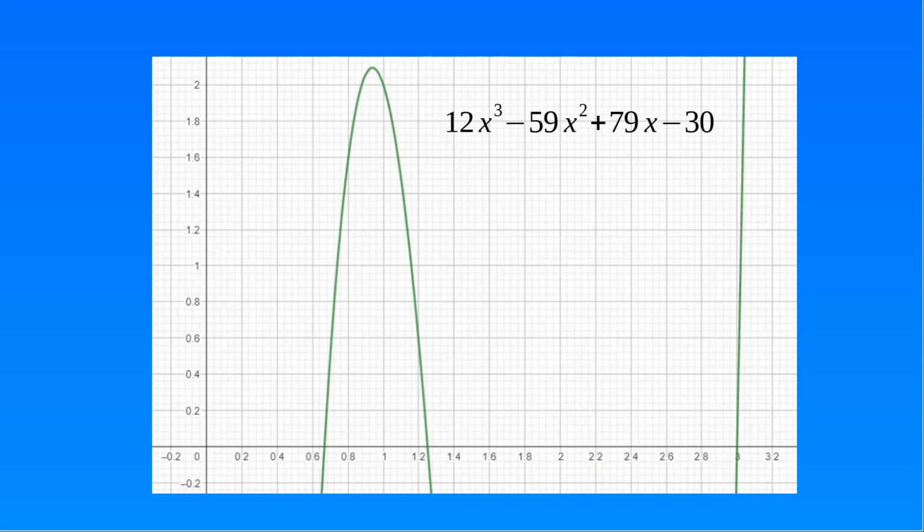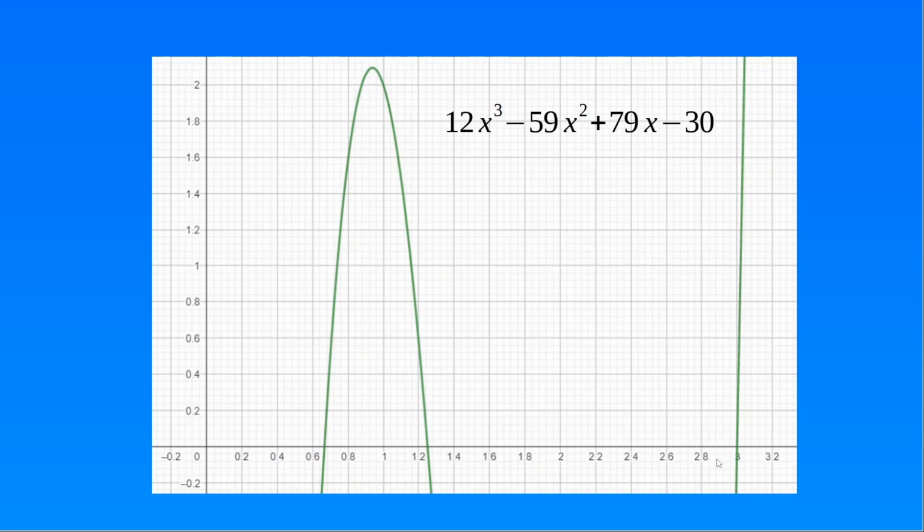The equation that we have is 12x cubed minus 59x squared plus 79x minus 30. If you plot the equation, the green line, which I have just taken as a small screenshot, represents the trajectory of the equation. The curve of this particular equation meets the x-axis at 3 points. So these 3 points are nothing but the roots. You have the first root here, the second root here, and the third root here.